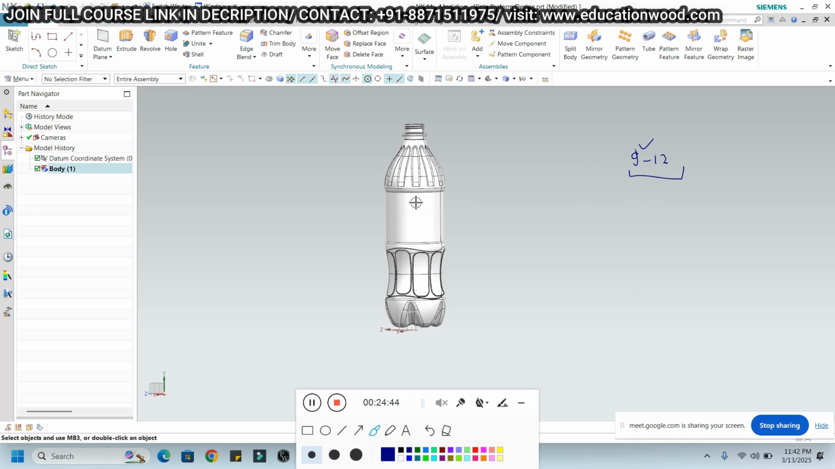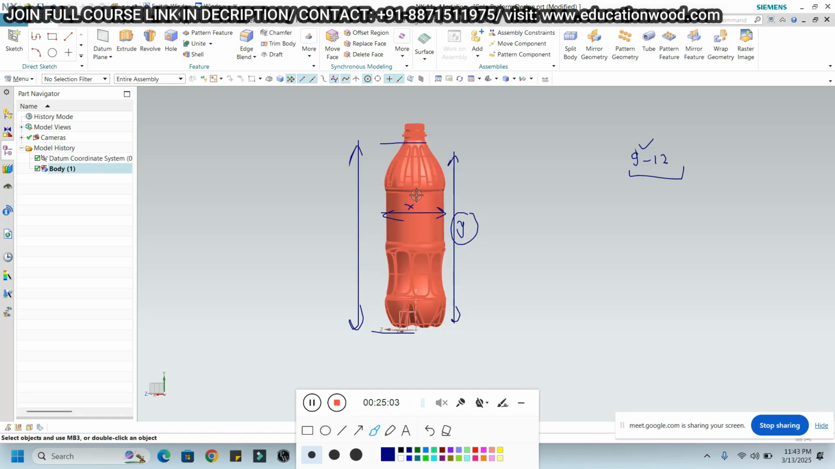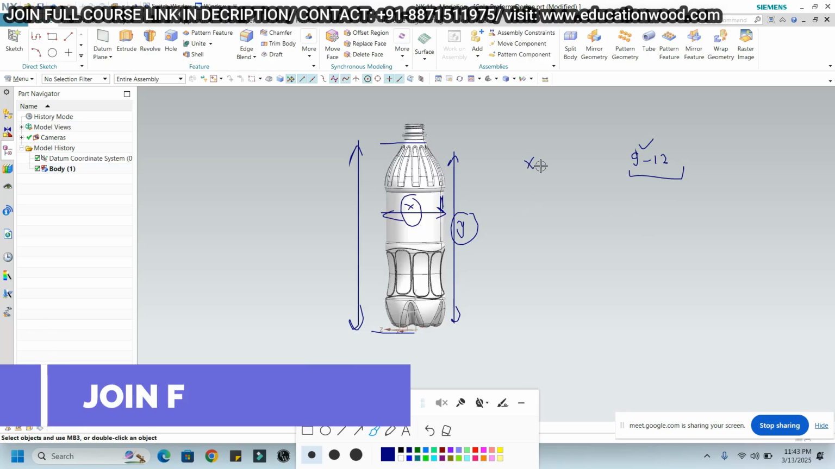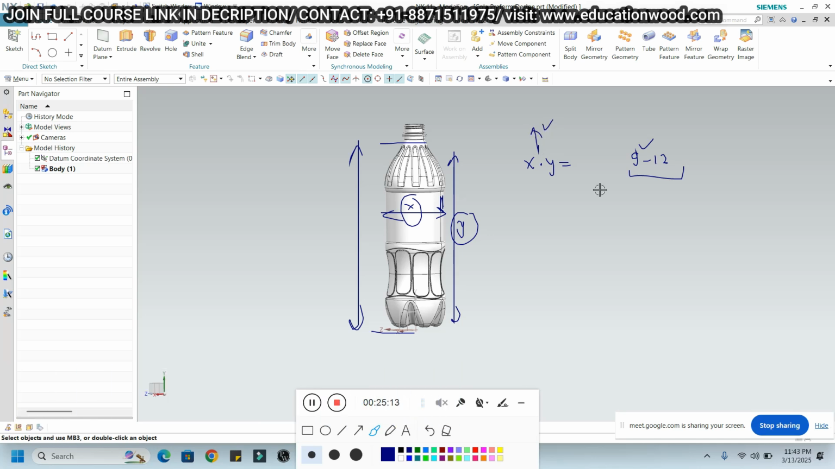So as I told you, this is the X direction and this is the Y direction. This is not the height, I'm just considering the length right now. If I provide the wall thickness of this component, it becomes X multiplied by Y, which is the biaxial ratio, remember? Yes, sir.